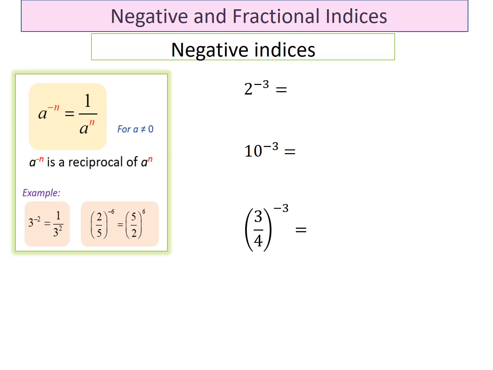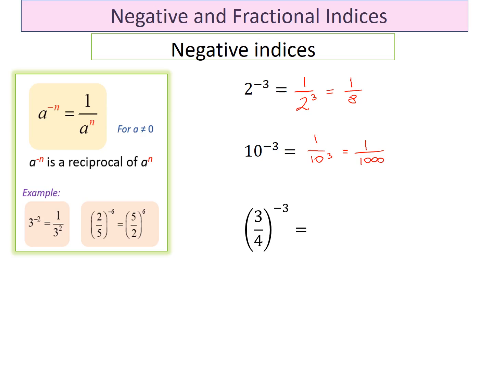I've got 2 to the power of minus 3. First, I need to write the reciprocal of 2, which is 1 over 2, and now apply the power without the minus, so that is simply 3. Now, I need to work out what 2 to the power of 3, or 2 cubed, is, and that is 8, so the answer will be 1 over 8. For the next question, 10 to the power of minus 3, first I write the reciprocal, which is 1 over 10, and then I still need to apply the power, which is to the power of 3. Now, 10 to the power of 3 is 1,000. So that answer will be 1 over 1,000.